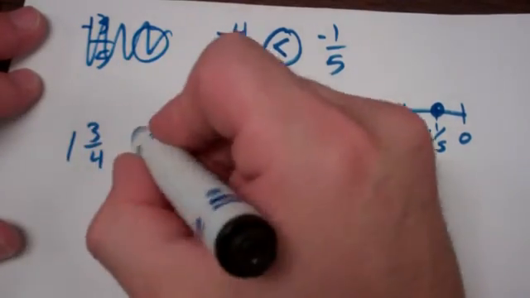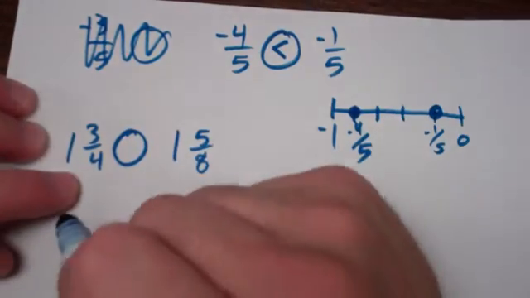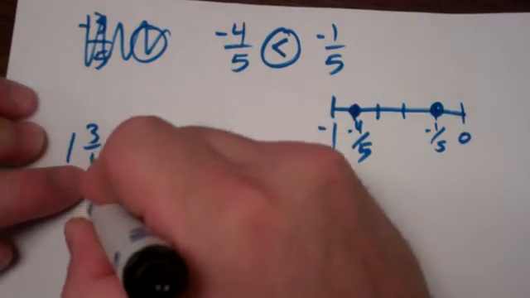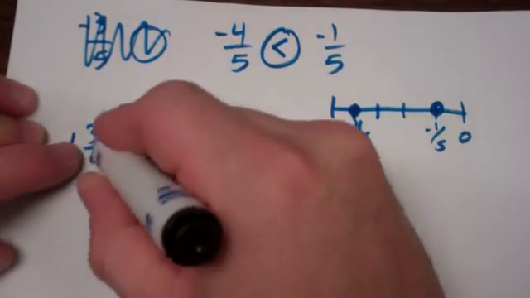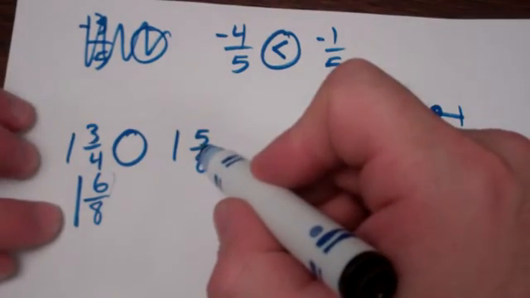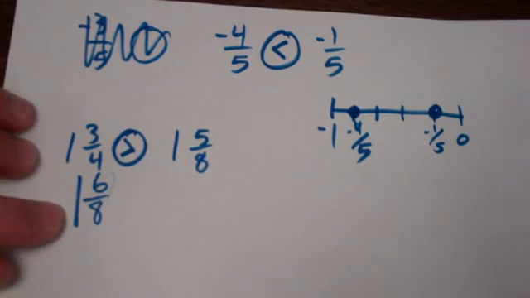1 3/4 compared to 1 5/8. These are not in common denominator, so let me change. I need to be looking at 4 and 8, finding a common denominator of 8. If you doubled the bottom, you better double the top. So now I'm looking at 1 6/8 versus 1 5/8. We're in the positives, so 1 6/8 is bigger. That is a greater than sign.